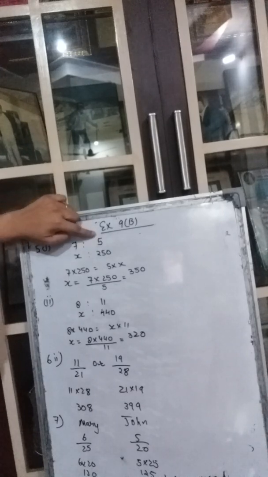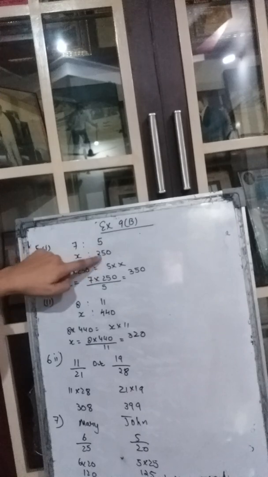Now we come to the fifth question. It says the fourth question you will do in your homework copy. Okay. Fifth question we will do here. They are saying increase rupees 250 in the ratio 7:5. First of all, write the ratio 7:5. Now we have to increase 250.